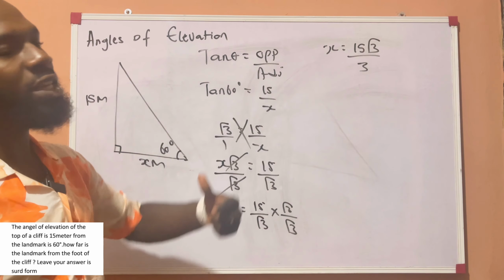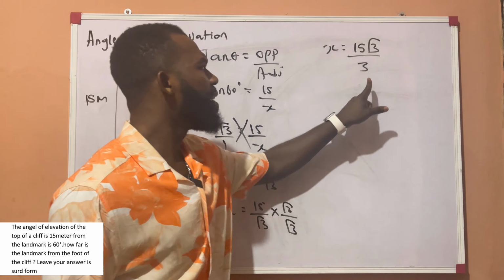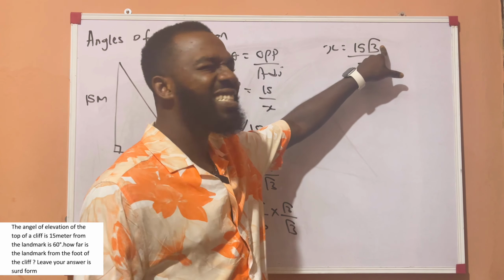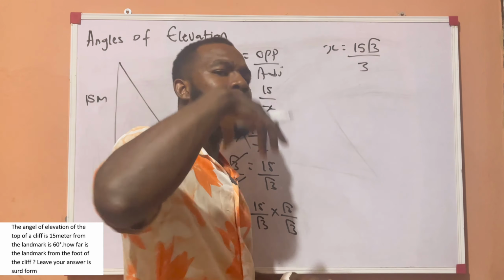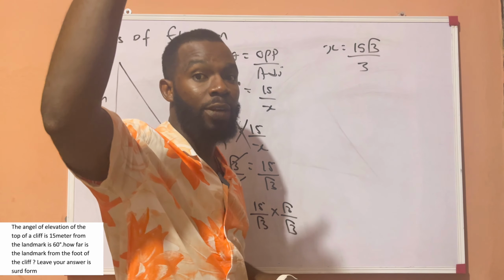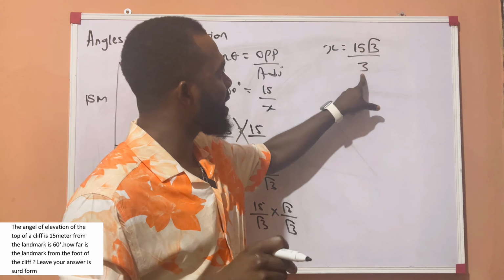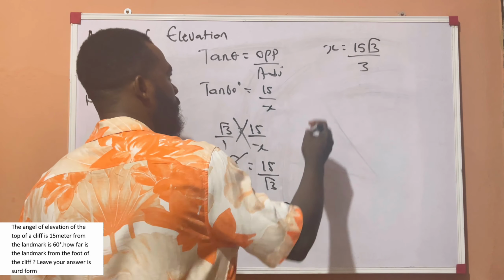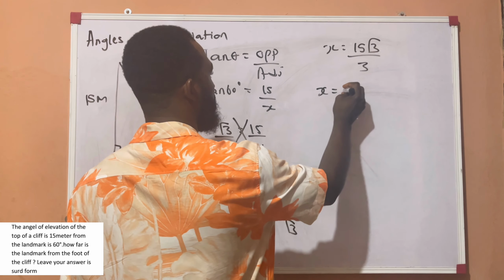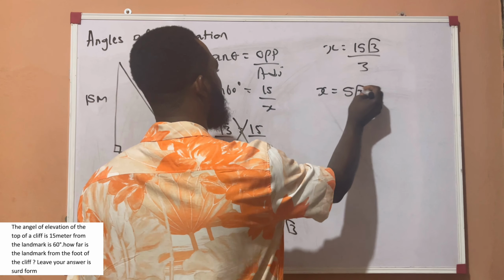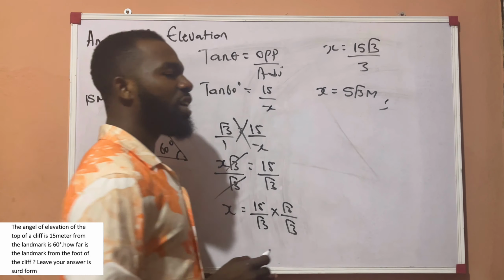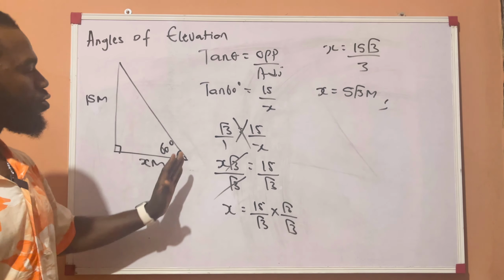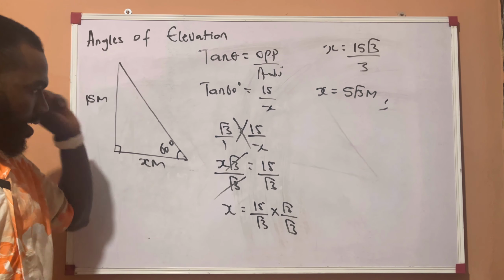And we all know that 15 can be divided by 3. But please, never use 3 to divide 3. Never. Because why? This 3 is inside the root. So only numbers inside the root can divide a number inside the root. But 15 and 3, they are not roots, so they can be divided. So 15 divided by 3 gives us 5. So therefore, x is equal to 5 root 3 meters, which is actually the distance between the foot and what is observing.